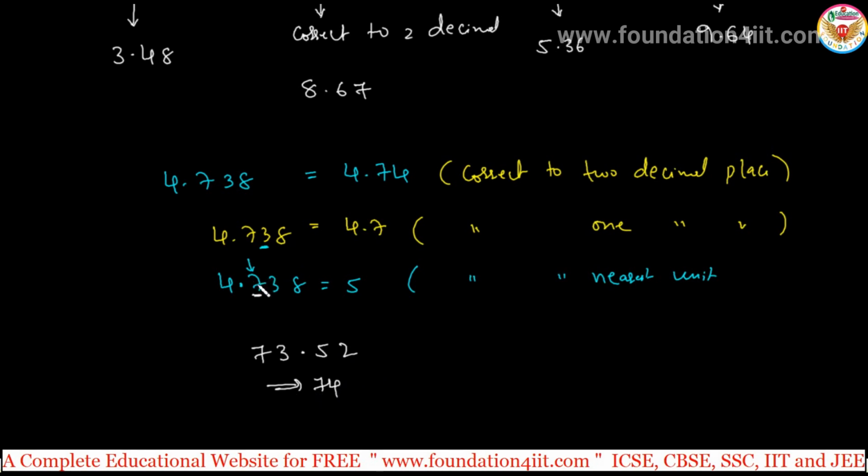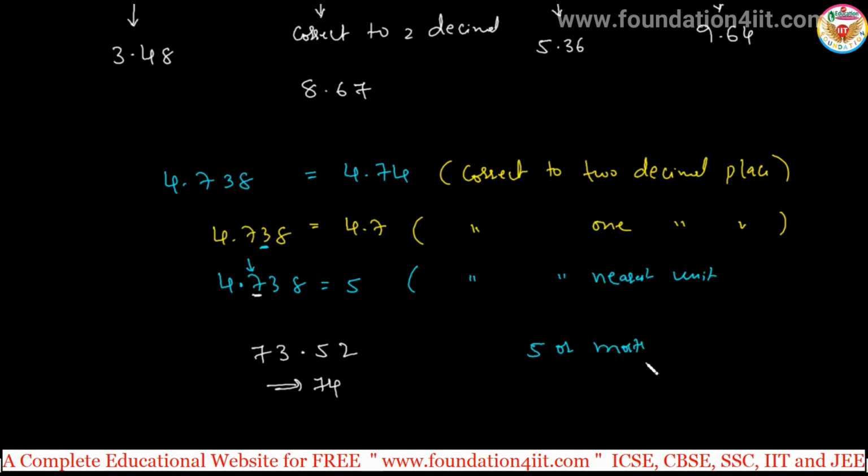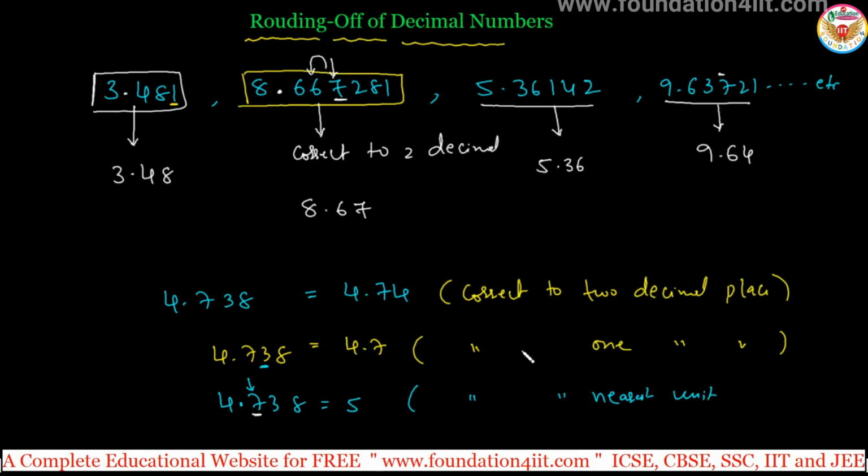Whole number means there are no decimals, right? Just remember 5 or more than 5. If it is there, you need to increase. Less than 5, it will be retained the same. There is no change. Okay, these are the things about rounding of decimal numbers.